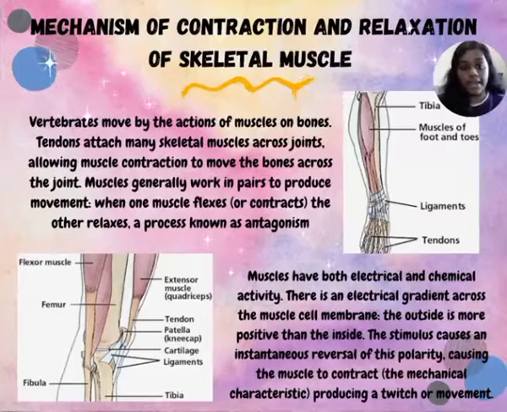Muscles generally work in pairs to produce movement. Like when one muscle flexes or contracts, the other relaxes, a process known as antagonism. Muscles have both electrical and chemical activity. There is an electrical gradient across the muscle cell membrane, where the outside is more positive than the inside. The stimulus causes an instantaneous reversal of this polarity, causing the muscle to contract, producing a twitch or a movement.